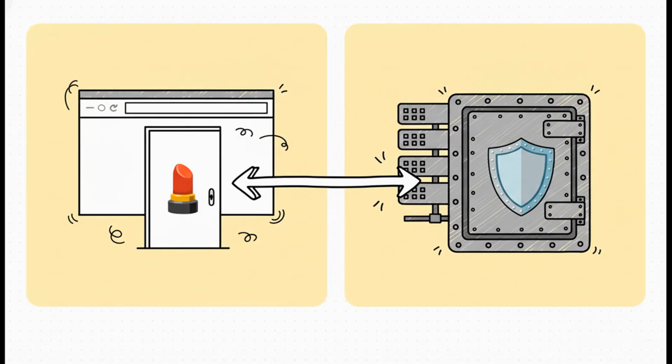The code on the left, the Blazor component with the authorized attribute, that's just window dressing. It's a suggestion. The real lock, the actual security, is on the right. It's the authorized attribute on your server-side API controller. Every single time your front end makes a call to the backend, that backend code has to re-verify everything from a trusted source, like the JWT. It can't trust anything the client says about who they are.